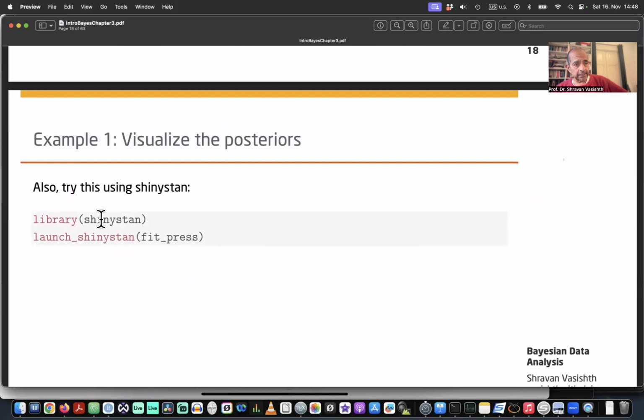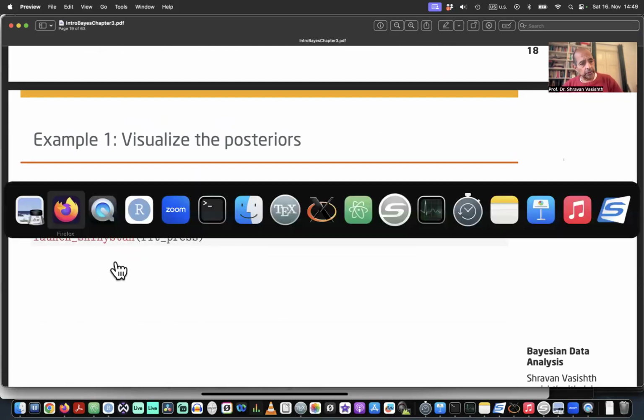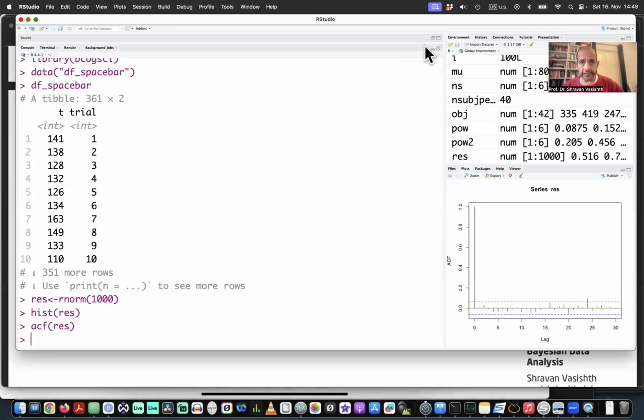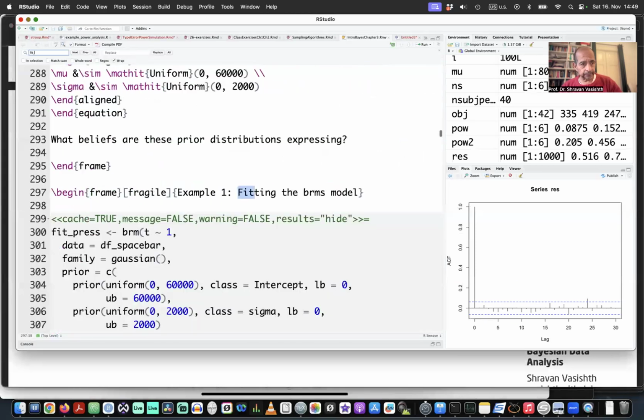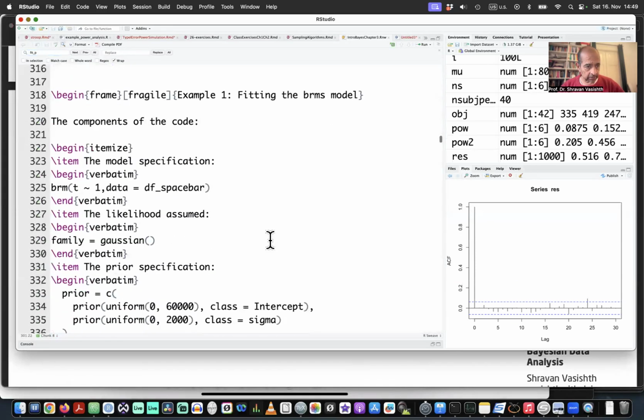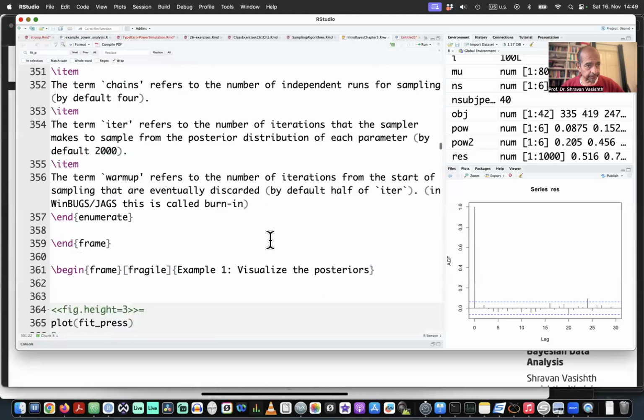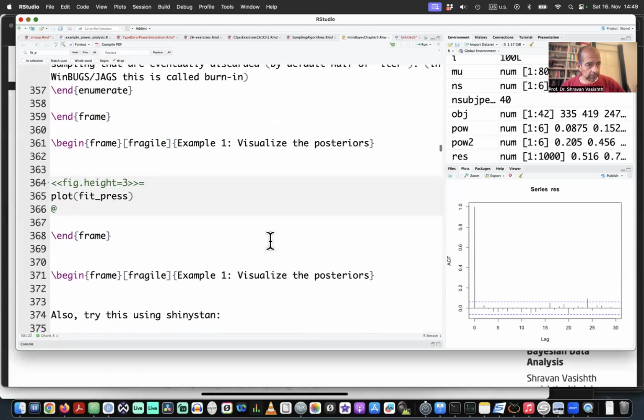You can also try this model using ShinyStan. So ShinyStan is an internet-based kind of graphical interface. Shall we try this? Which actually is pretty neat and gives you a lot more detail, which you can get into once you start looking at the Stan documentation. Let me just run the code here. Yeah, let me run all the code up to here and see how this goes, right?